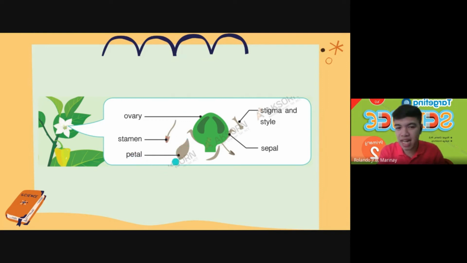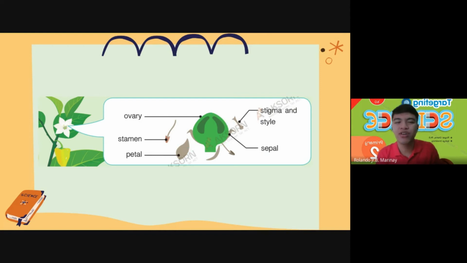And then the petal will also dry up. That's why it's color brown or dark. It looks like grayish brown, and then it will also fall off. The stigma and style will also fall off. The sepal will also fall off, and the remaining will be the ovary and the ovules inside. The ovary will become a fruit, and then the ovules will become seeds.